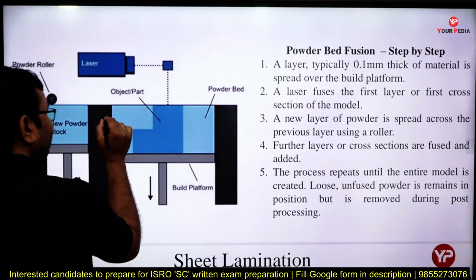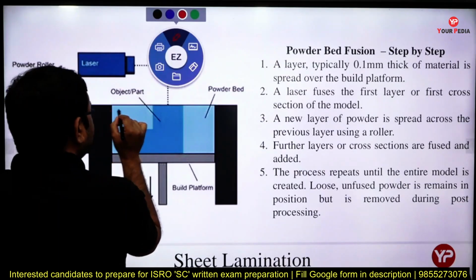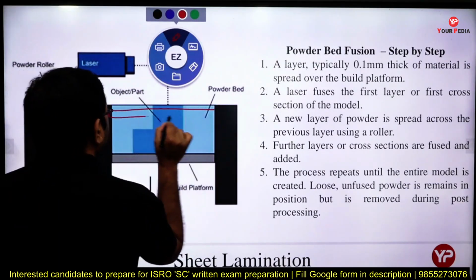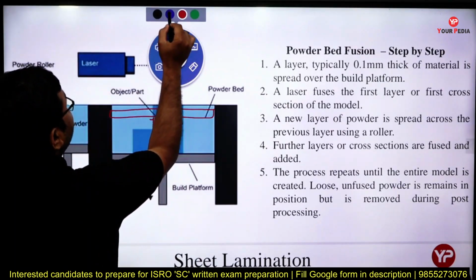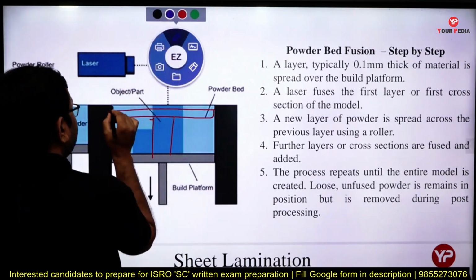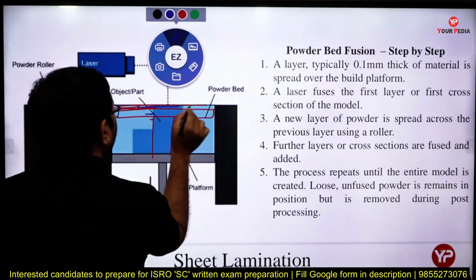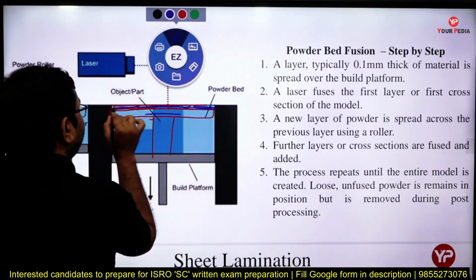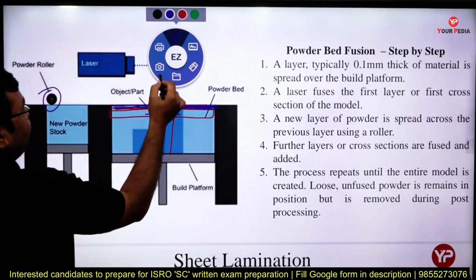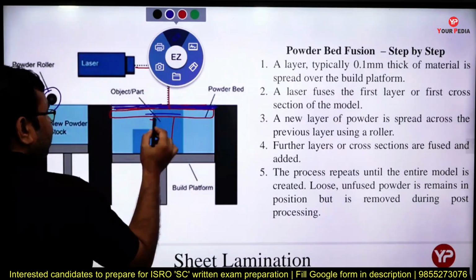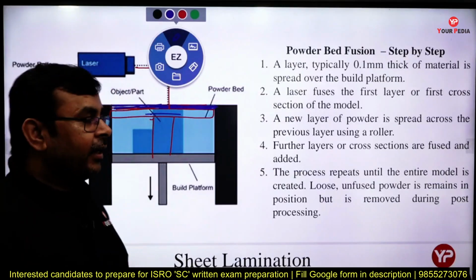Obviously, you have your build platform somewhere here, this is your build platform. Then over this build platform we spread powder, like this, and once you spread this powder with the help of this roller, you provide heat, correct, for curing or for melting. After melting, again we perform the same step.